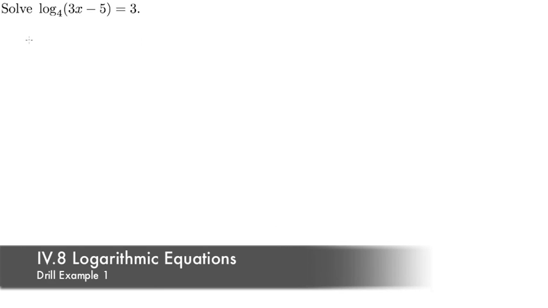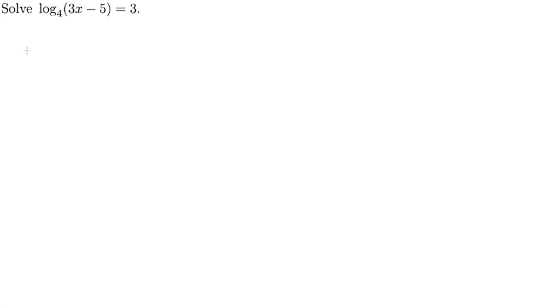So let's consider this example. Log base 4 of 3x minus 5 equals 3. So notice that our variable is stuck inside a logarithm. That's generally going to be bad news. So we don't want to keep the log in this equation because there's really no easy way to get the variable outside of the logarithm.